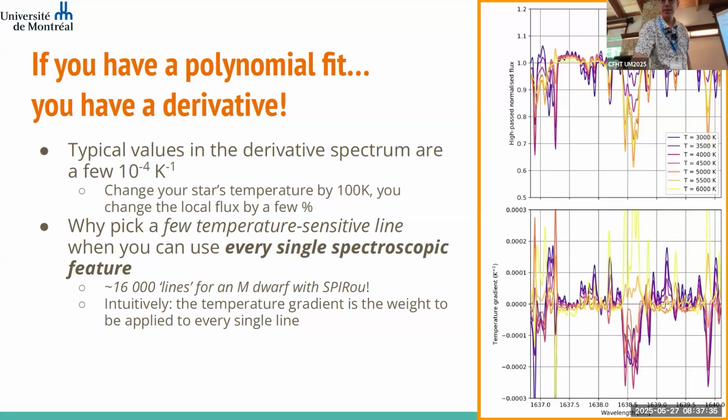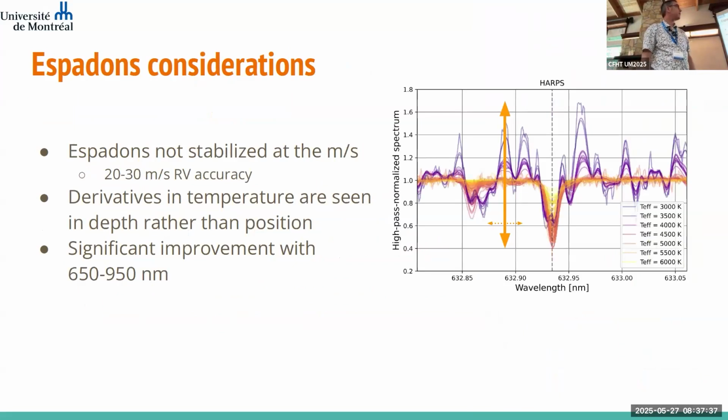That's what we do. And say, ESPaDOnS consideration, because you all know that we'll have a dual mount of ESPaDOnS and SPIRou. Will it matter? Because we're not stable at the meter per second. It will work because it's mostly a depth effect and not a centering effect. So even being reasonably stable, but not at the meter per second, you're absolutely fine. There's no problem using ESPaDOnS for this technique. We haven't done it yet, but we'll do it.